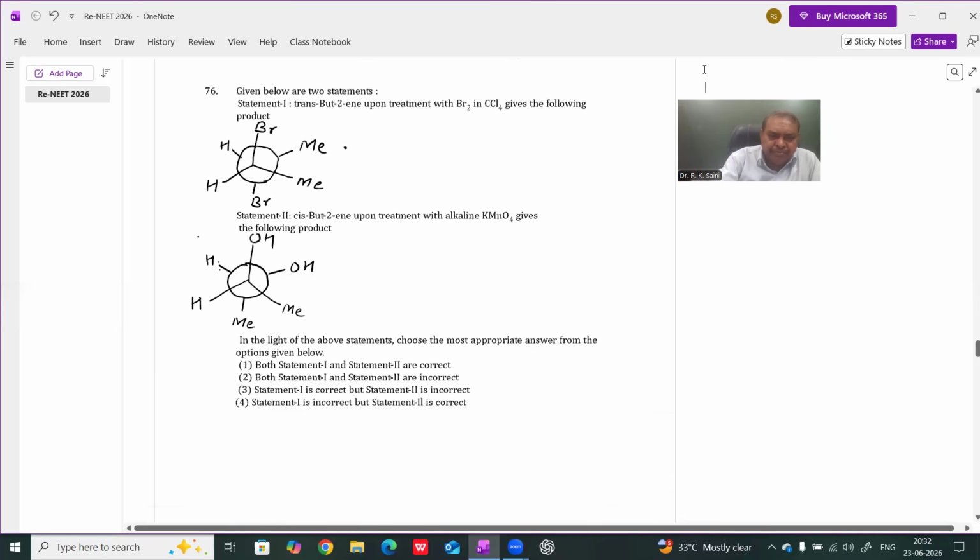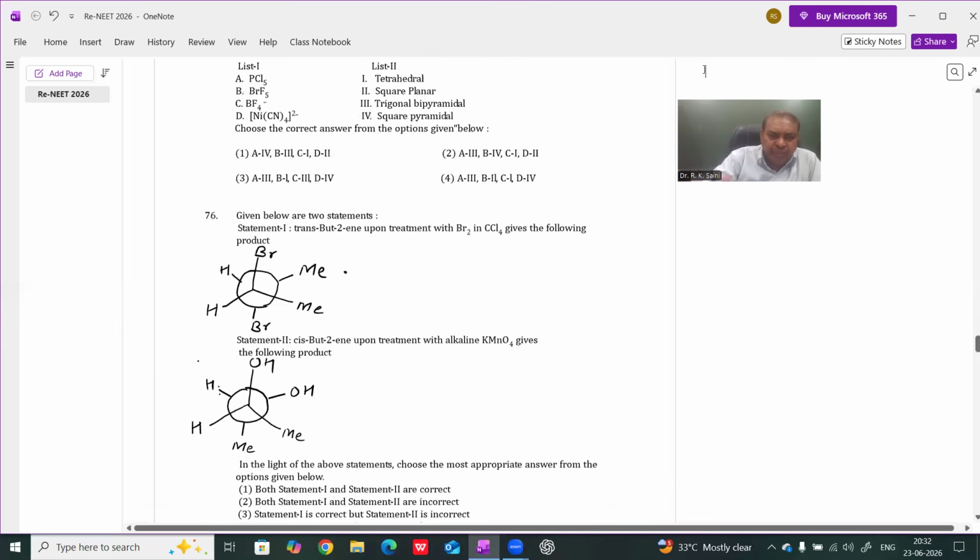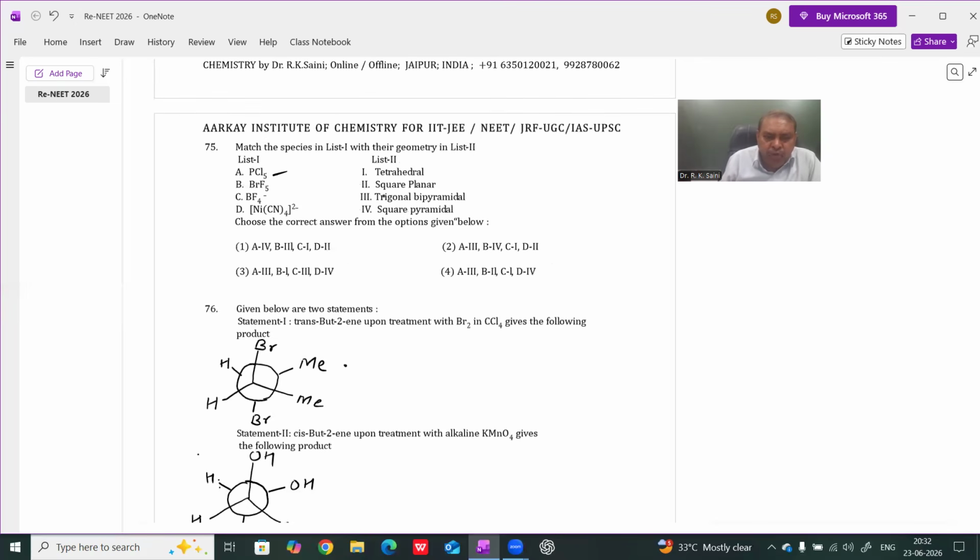Simple molecular shape. PCl5 is trigonal bipyramidal, and in BrF5 the hybridization is sp3d2, octahedral, and the geometry is square pyramidal due to the presence of one lone pair. Therefore, the term used by the examiner is molecular shape. I think the actual term to use is molecular shape.